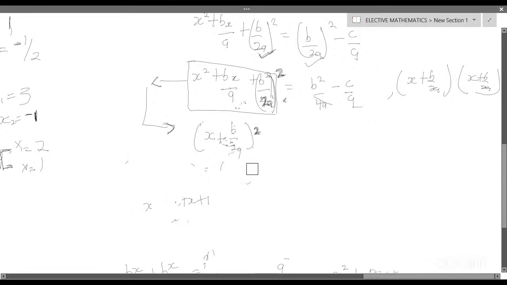So we are trying to use the difference of two squares to solve, to get our quadratic equation.